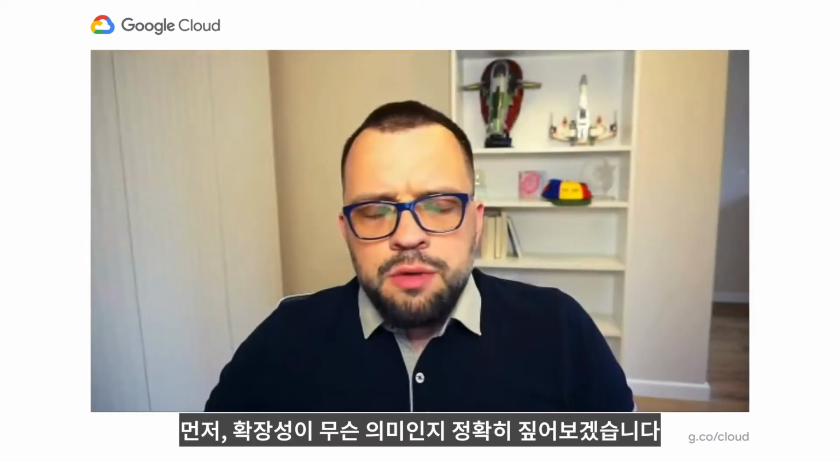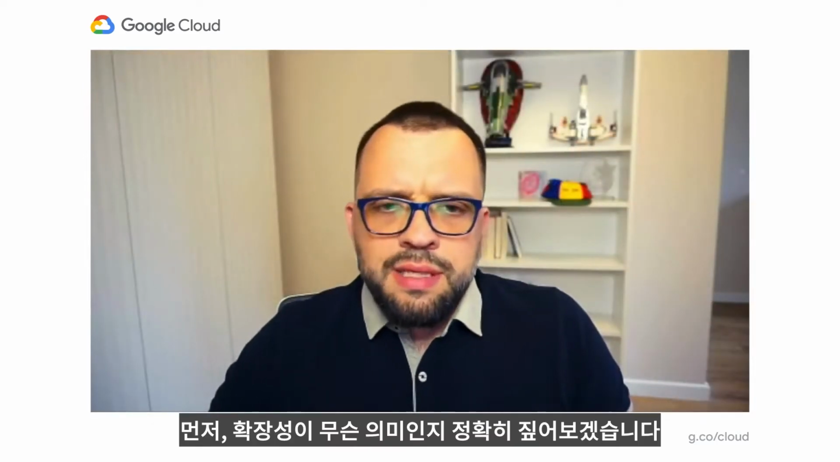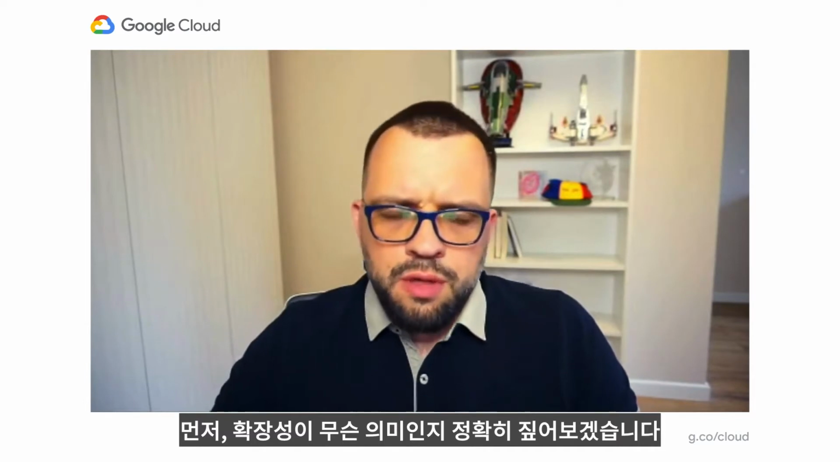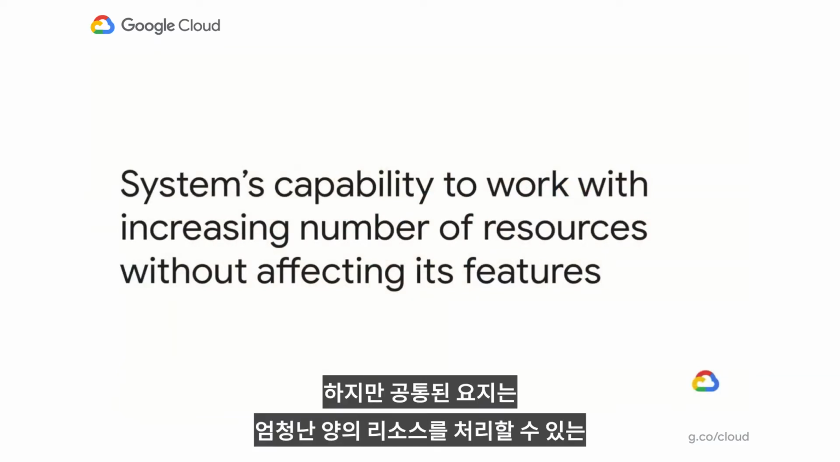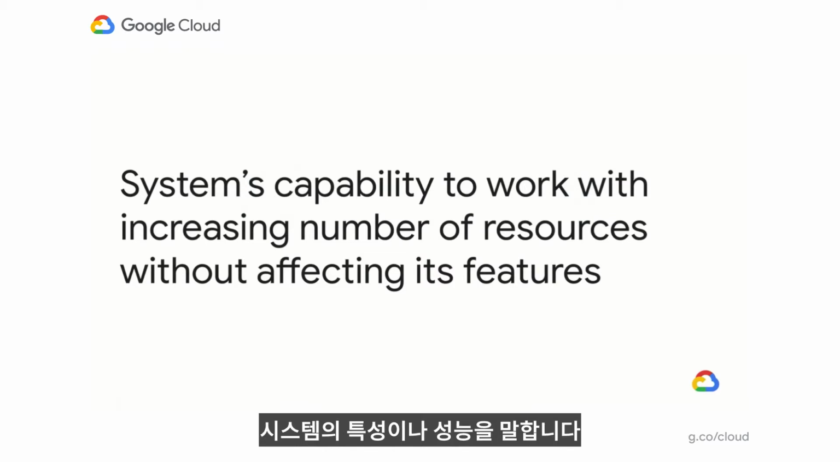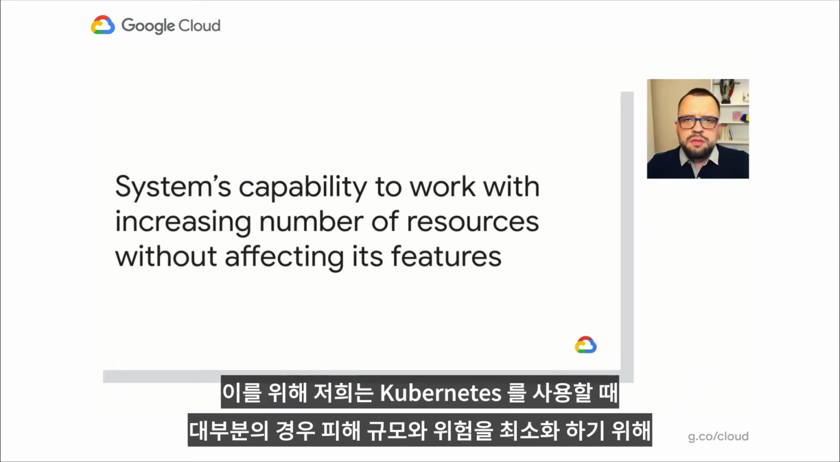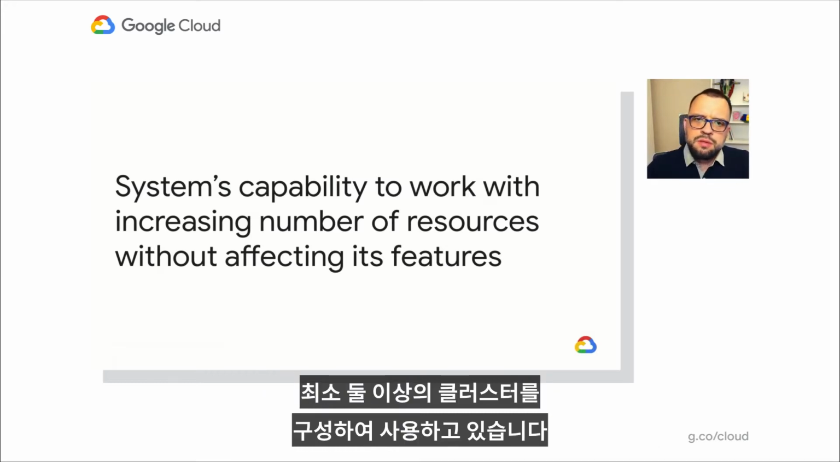First off, as we're going to talk about scalability, let's nail down the definition of what it actually means. If you scan the internet for explanations what scalability is, you'll find numerous definitions, but they all boil down to a characteristic or capability of a system to work with a very significant amount of resources while still being able to operate with reliability, performance, and essentially do the job that the system was meant to do.